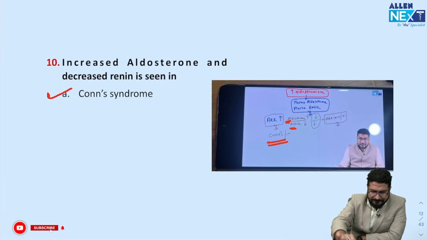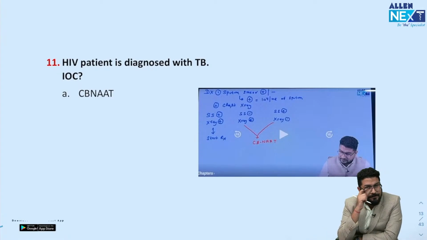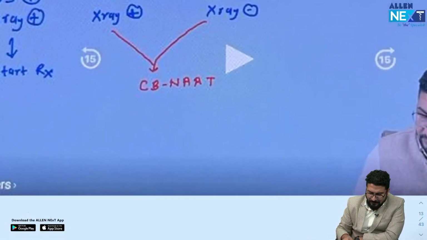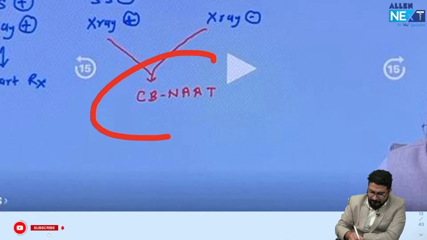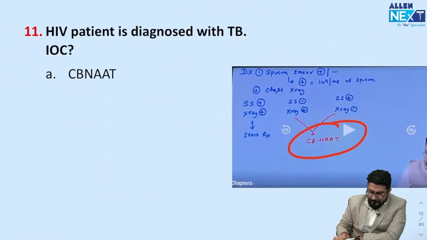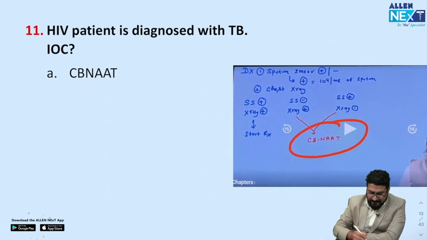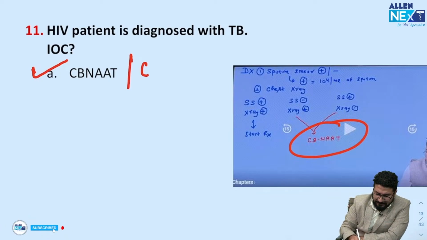Okay, आगे चलें. HIV patient is diagnosed with TB. What is the investigation of choice? Remember, I told you that in most cases HIV patients have sputum smear negative. In that case, how do we make a diagnosis? We make a diagnosis by doing CB NAT. So investigation of choice for a patient who is diagnosed with HIV and TB is CB NAT, cartridge-based nucleic acid amplification test. We also call this Gene Expert.